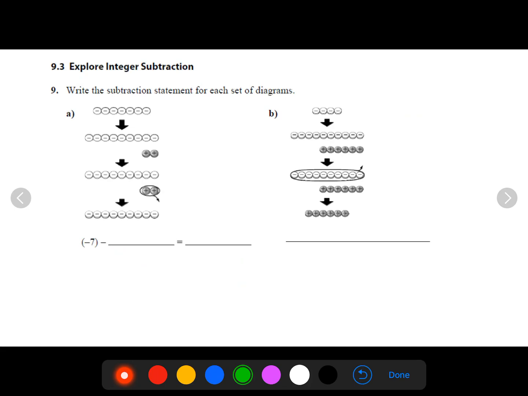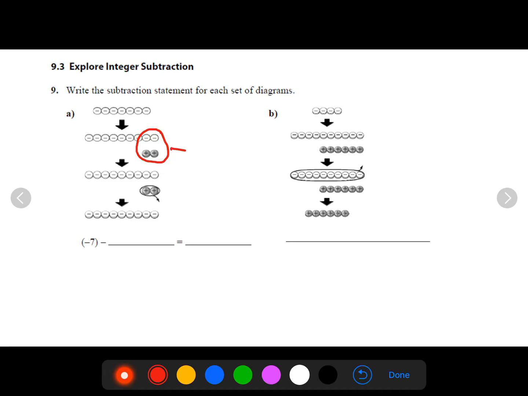9.3, exploring integer subtraction. Number 9, write subtraction statements for each set of diagrams. All right, so right here we've got 7 negatives, and then 1, 2, 3, 4, 5. And then we've added 2 zero pairs. So I think that means we're starting with -7, and we've added 2 zero pairs here.